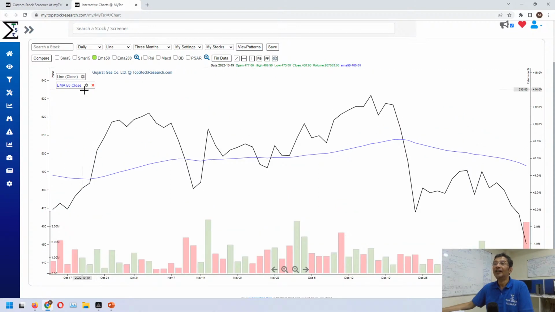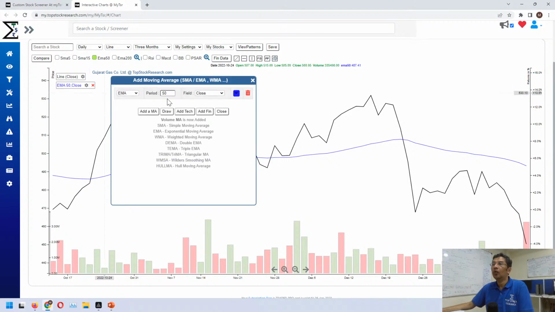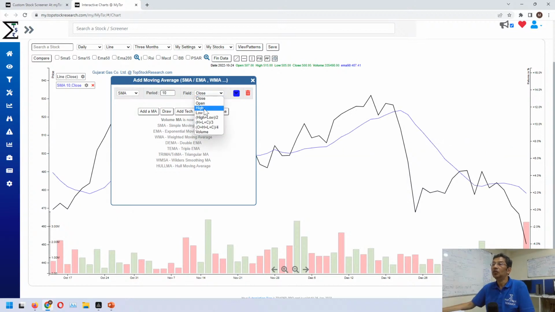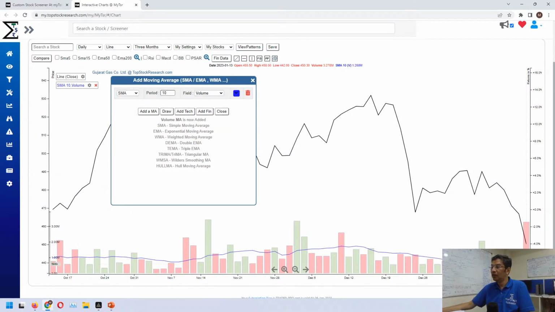You are looking at volume. What you can do is you can put volume, EMA, SMA. Let's say you're looking at 10 days volume. Instead of close, you can also plot open, high, low, and other variations. The last one is volume, right? Once you plot that, the volume also comes down here.